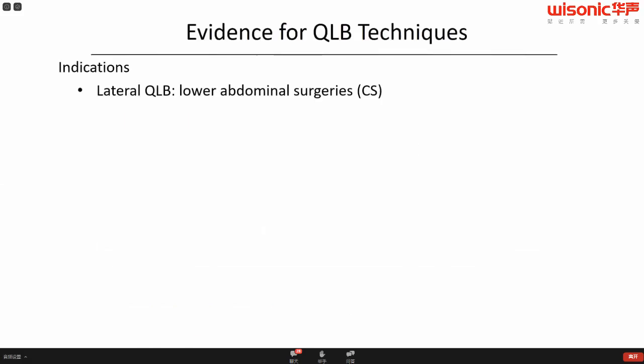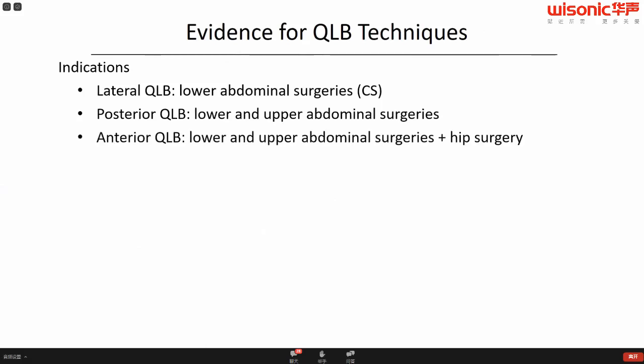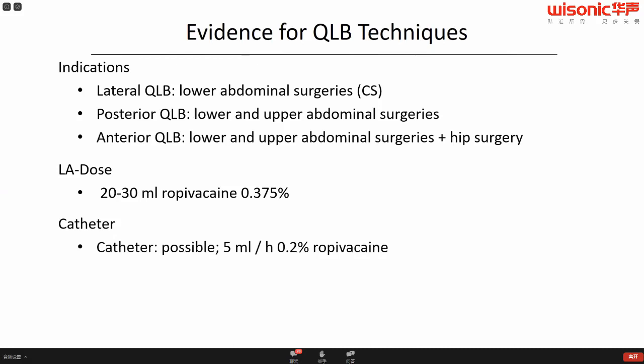What is the evidence for the QLB techniques? Indications for the lateral QLB are lower abdominal surgeries, for the posterior QLB lower and upper abdominal surgeries, for the anterior quadratus lumborum lower and upper abdominal surgeries and hip surgery. Which dose should be used? At least 20 ml of ropivacaine, for example 0.375%, or bupivacaine. Catheters are possible. You can use a continuous rate of 5 ml per hour of 0.2% ropivacaine.